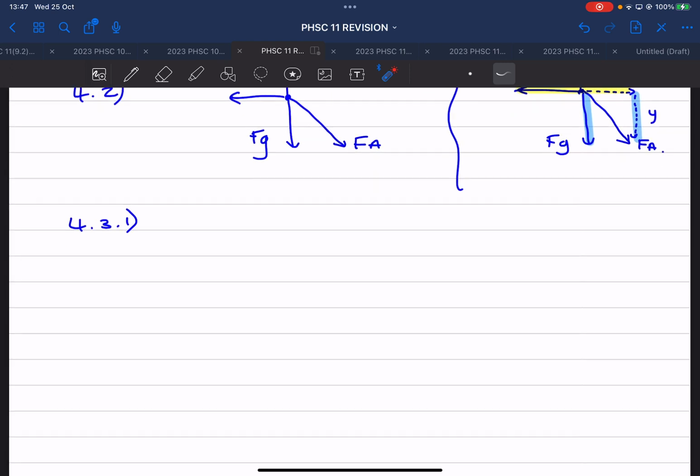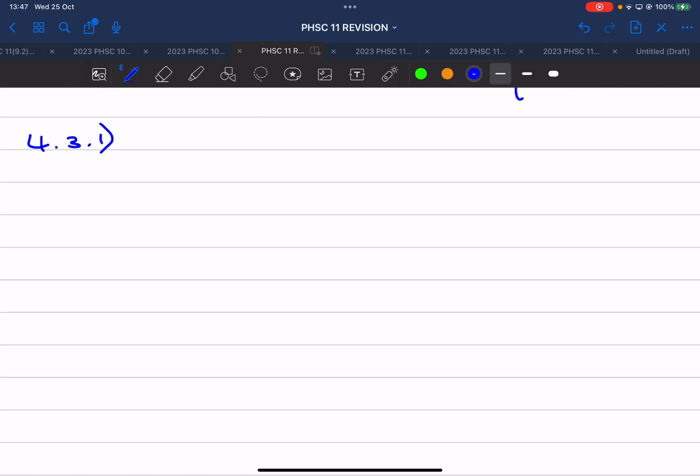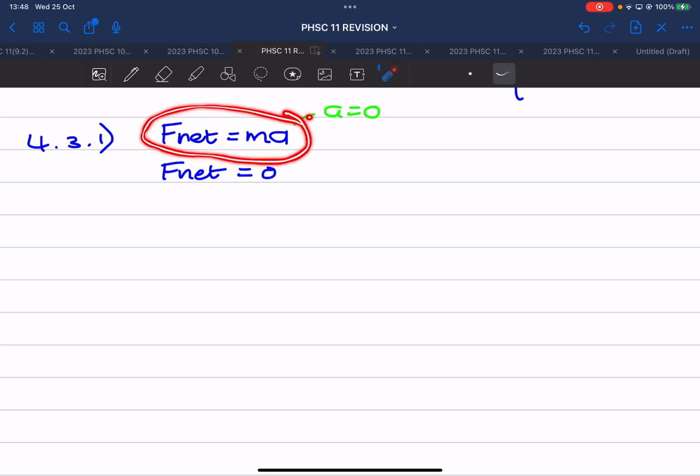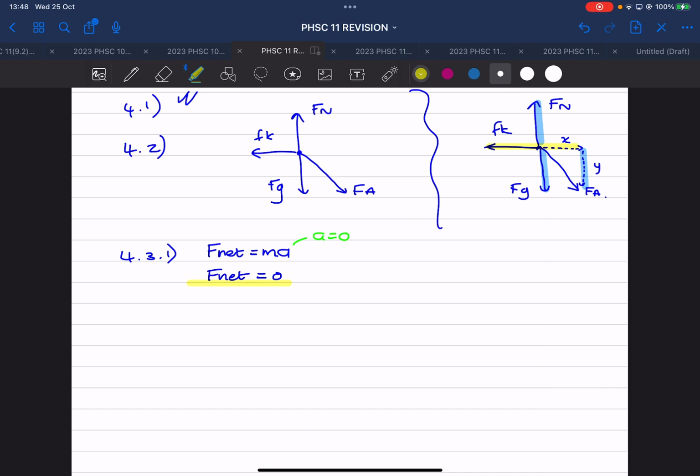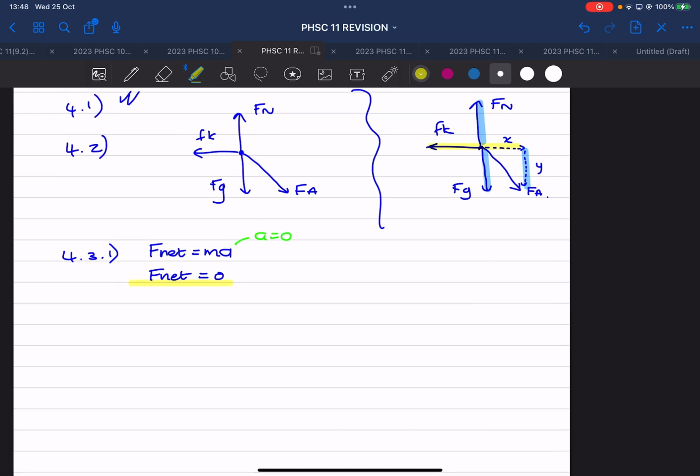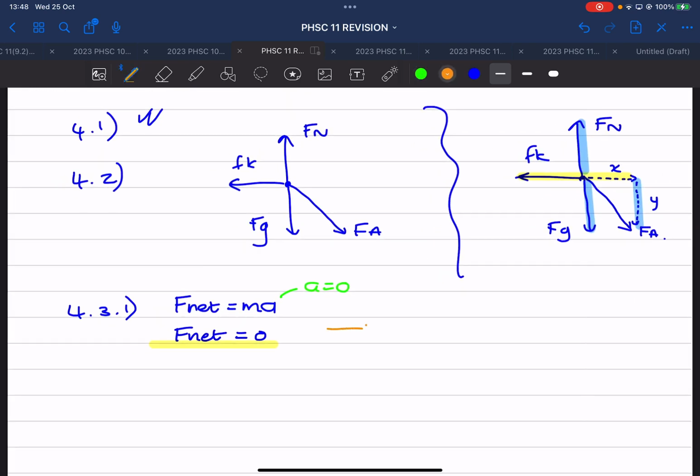Now, I did say this at the beginning of the year. Again, I'm going to repeat myself. You start with this formula that is on your data sheet: F net equals m times a. But then afterwards, you fill in F net is equal to 0. Why? Because the acceleration is equal to 0 because it's moving at a constant velocity. But they want to see that formula there, because that's the formula that's on your data sheet. I'm looking specifically at the yellow forces. It's moving to the right, so I'm going to choose to the right to be positive.